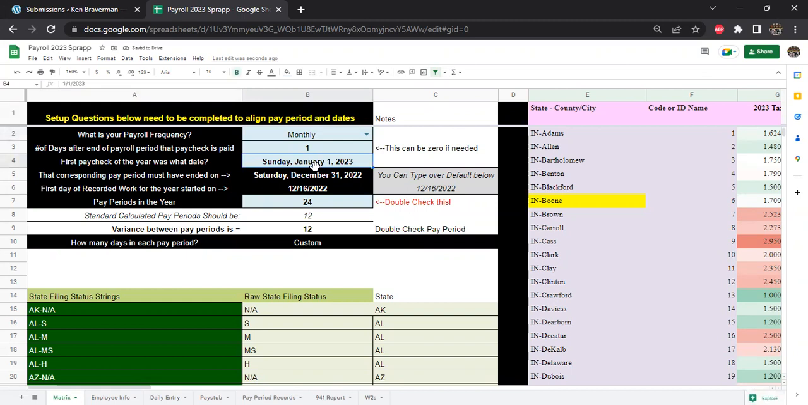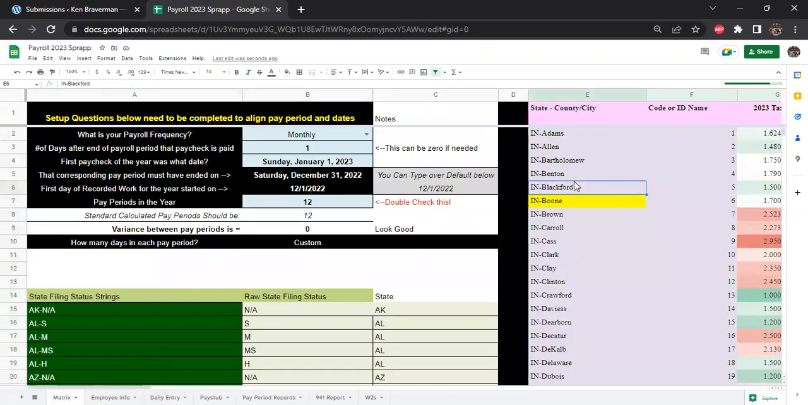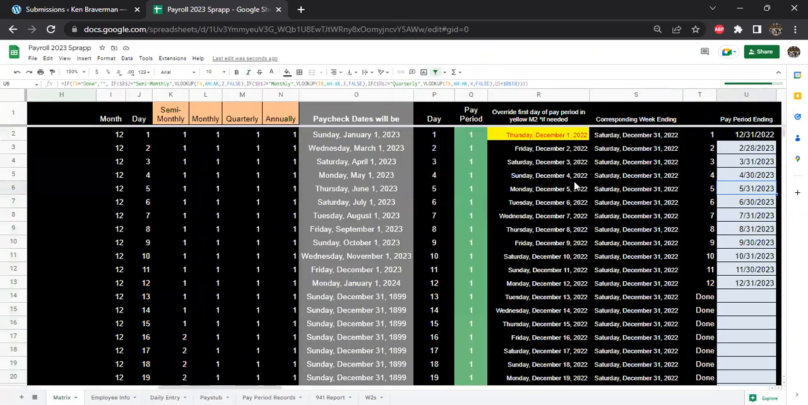Let's say we got the same issue where we're paying at the very beginning of the first day of the month, and it's for the entire previous month. First day of recorded work for the year would be 12/1/2022 because it's paying from the 1st of December, paying this new paycheck in 2023. There are 12 in the year. What does this look like? It's screwed up again here. And that is because it doesn't predict that you're starting in December.